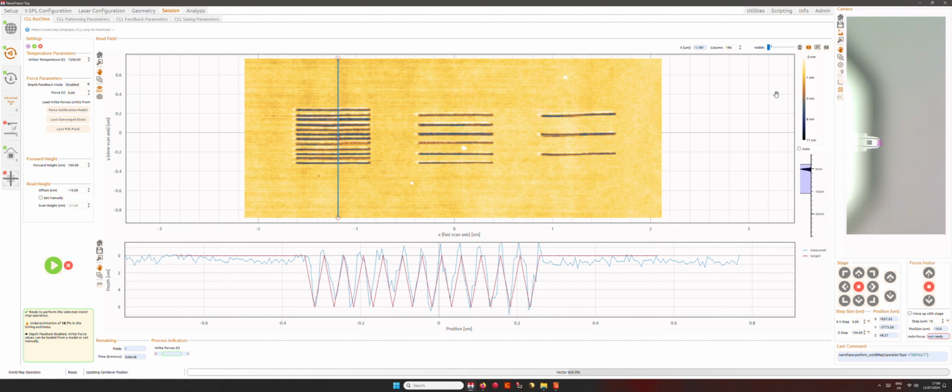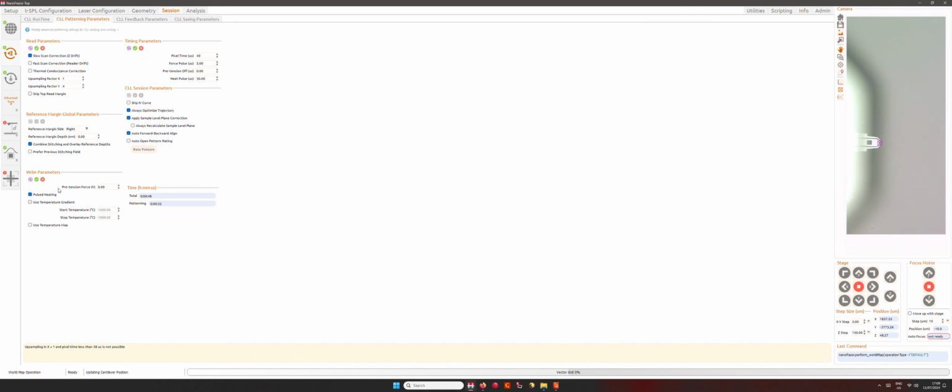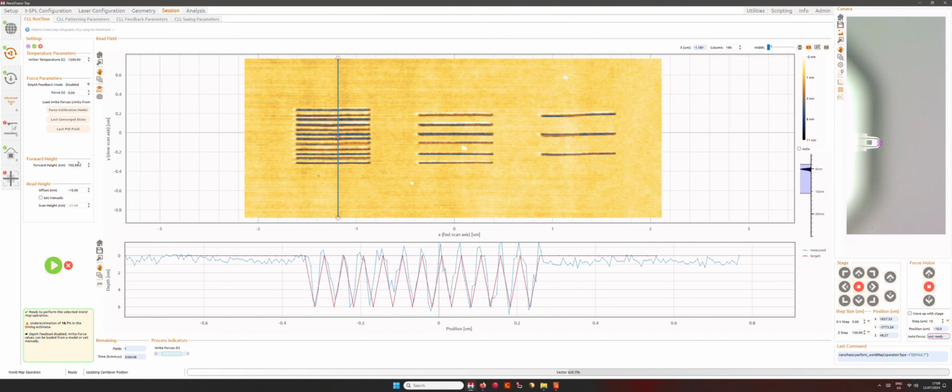My recommendation to you is to start with a similar set of parameters, use the pulse heating mode, and play with the heat pulse, the forward height and the writer temperature to achieve a good balance between these parameters in order to successfully pattern these designs on your substrate.